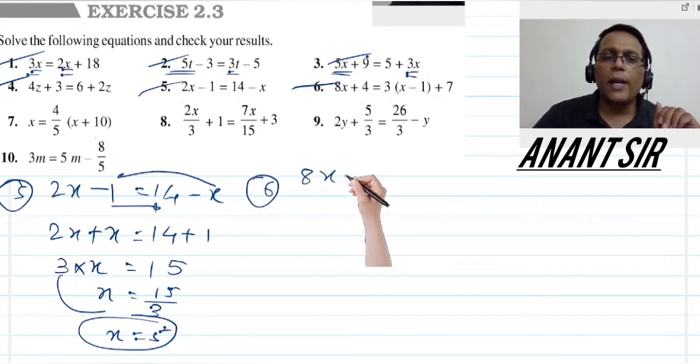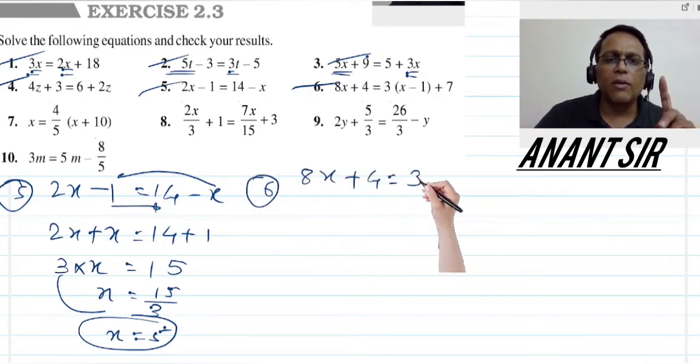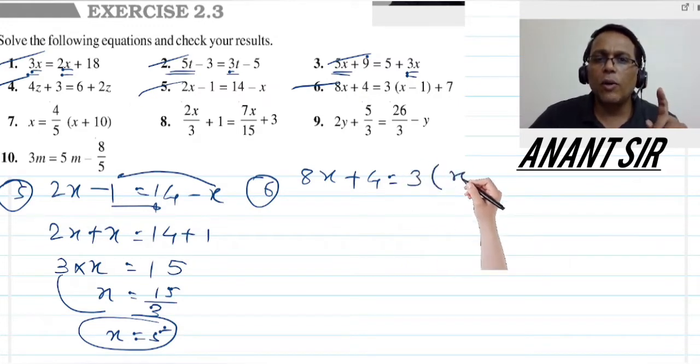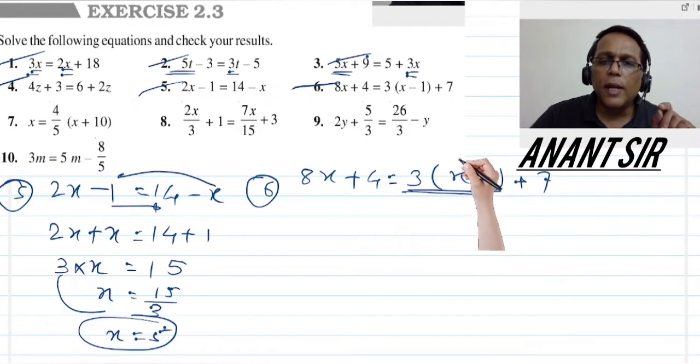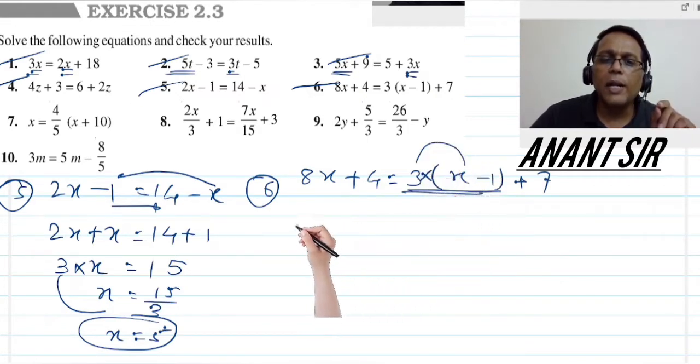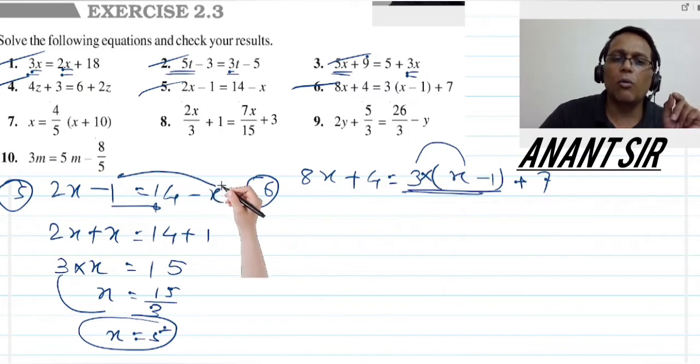So 8x, now there is just a little difference, okay? 8x plus 4 equal to 3 bracket x minus 1 plus 7. Now what is there in between this bracket and 3? There is nothing, that means there is multiplication. You have to remember this, okay?